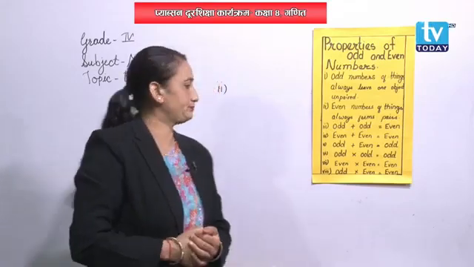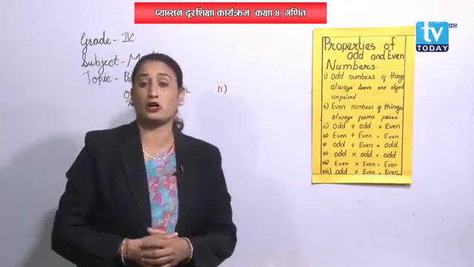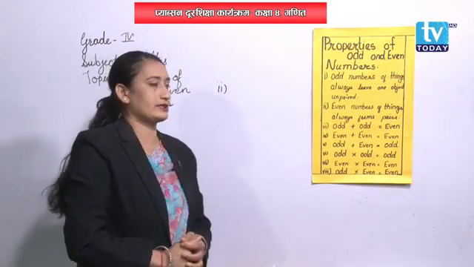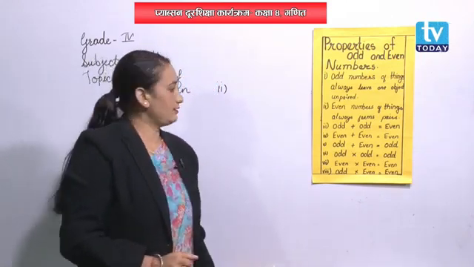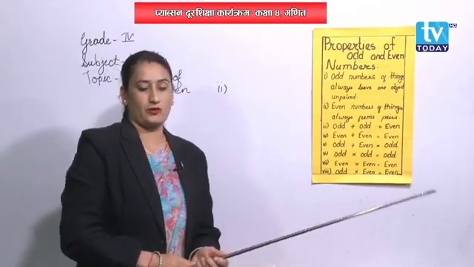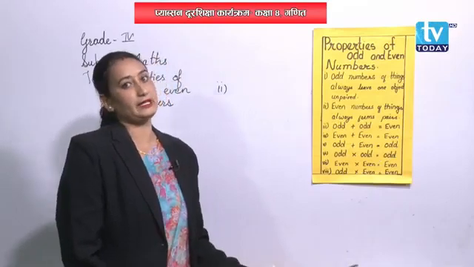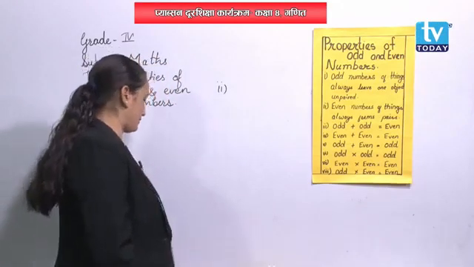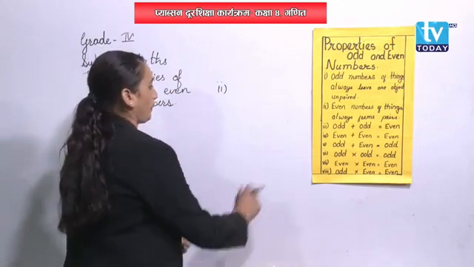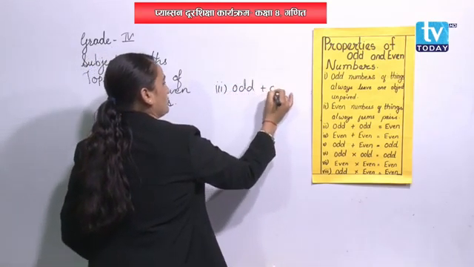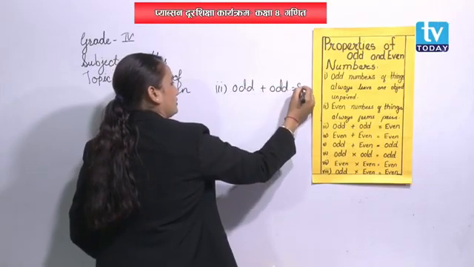Now the third one. Shall we go for the third one? Okay, in the third one, what is written? Odd plus odd becomes even. Wow. See, if you add odd plus odd, then it becomes even. So how will it become even? Let's take it out. Odd plus odd equals even.